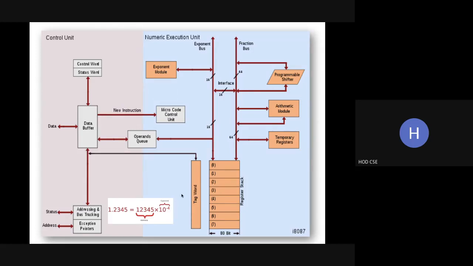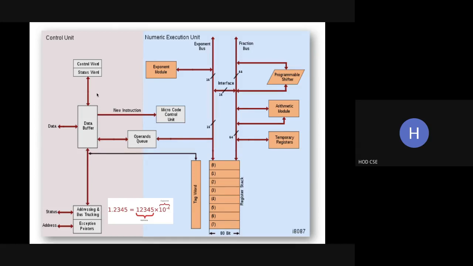Okay, so it has two major sections: the control unit and the numeric execution unit. This control unit communicates with the microprocessor system bus. This is an interface between the microprocessor and this coprocessor, and it also synchronizes the operation of the coprocessor and the microprocessor.